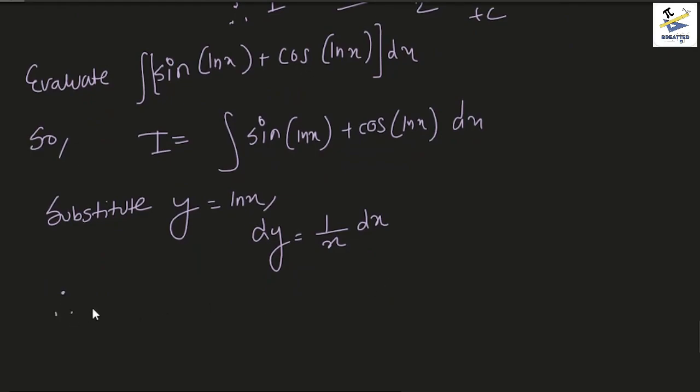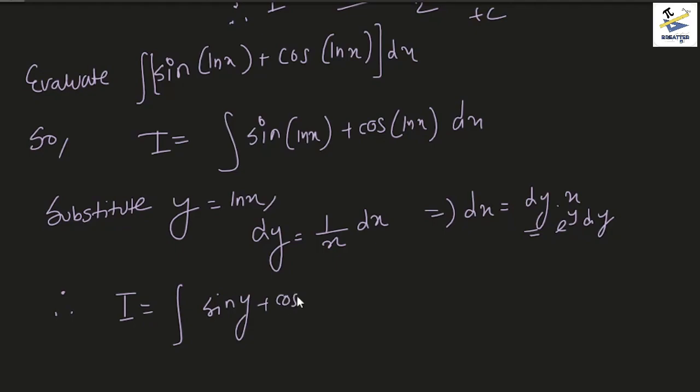Therefore this integral would become, and from this you can see that dx is basically equal to dy into x, but we need it in terms of y, so x is basically e to the power y, so dx is basically e to the power y dy, right? So the integral becomes sine of y plus cos of y whole into e to the power y dy.